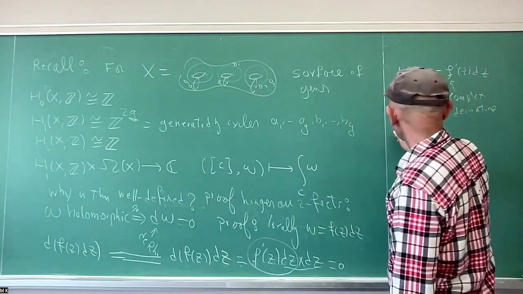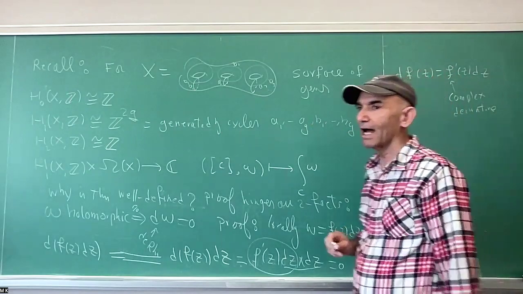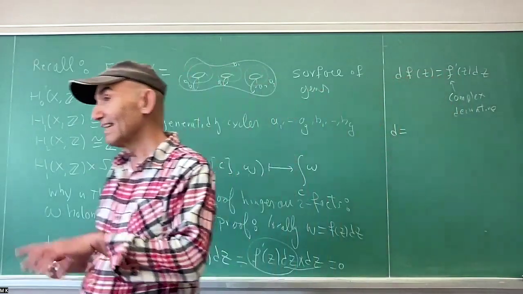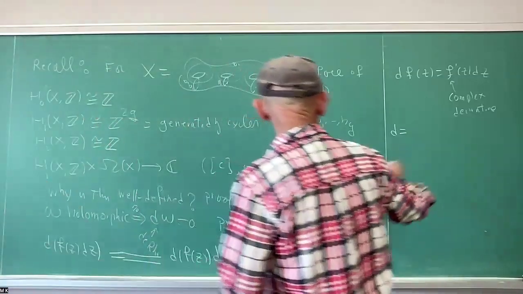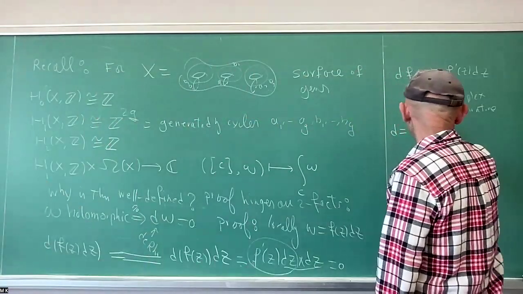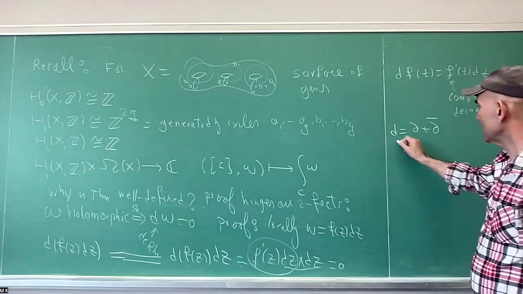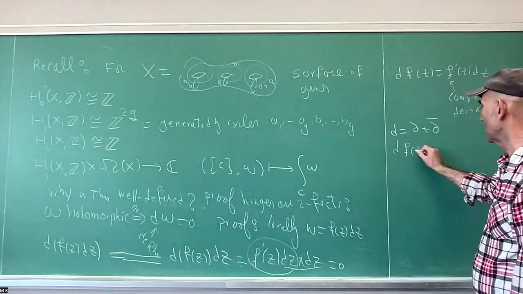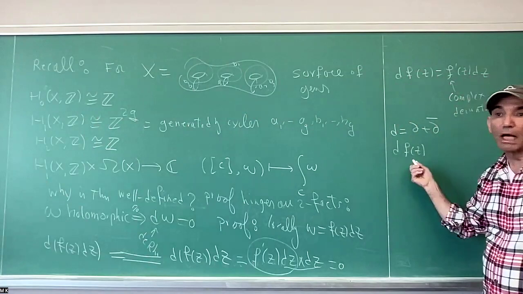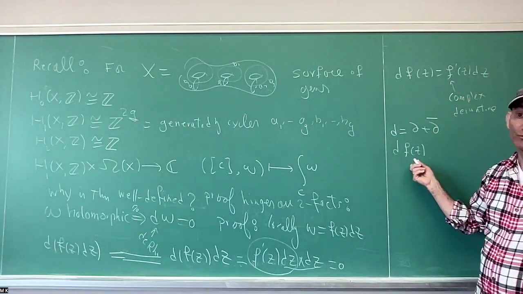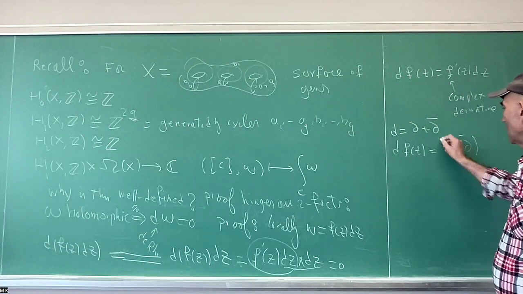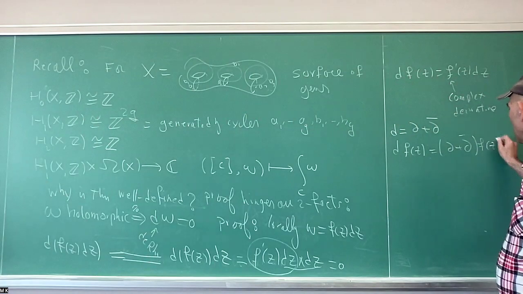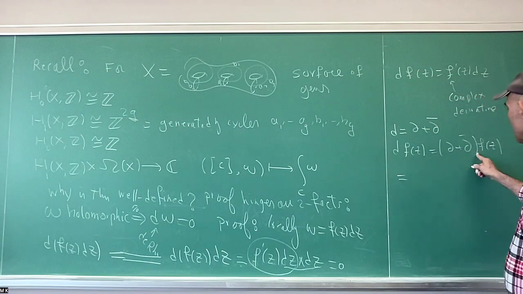Right? So the reason is that d, we can just write it as del plus del bar, a sum of two differentials. So d of f of z, if you consider this only as a complex valued function in two variables, is going to be equal to del plus del bar of f of z. Now, what is that guy? This is del of f of z dz.